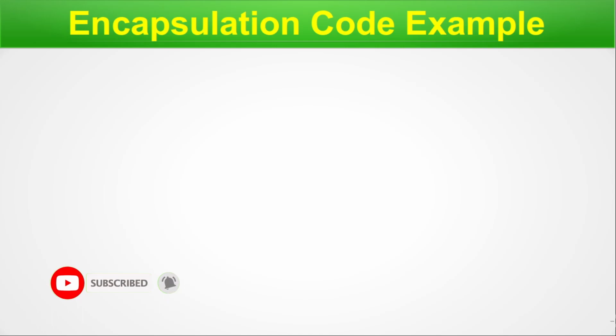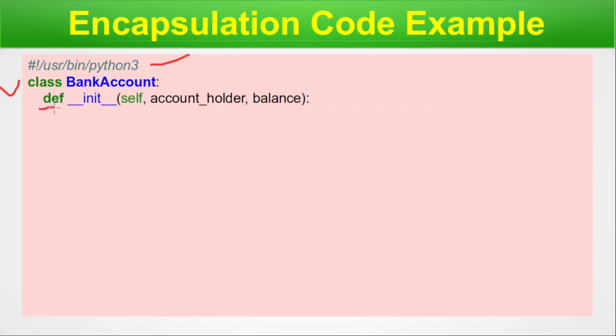Encapsulation code example. Here we will talk about the encapsulation example code in Python 3. Here we start our code. This is our Python interpreter. And next we have the class BankAccount. Now you will see a much more in-depth programming example of encapsulation. Although earlier examples are good enough to understand encapsulation, here we give a more thorough use of it. We have def, then __init__, then self, then account_holder, then balance.